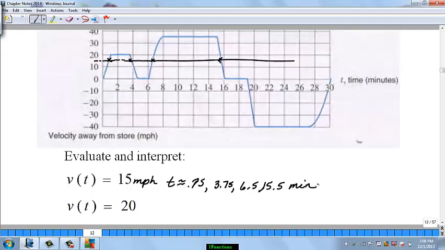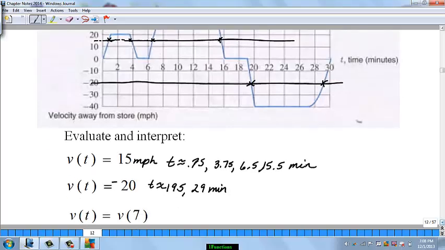Okay? And this I want to change to a negative 20. So here I want to know at what times he was traveling back home. And it looks like about 19.5 minutes and 29 minutes. And if I was interpreting that, it looks like he's driving 20 miles per hour back home at 19.5 minutes and 29 minutes. And then here it says find the times when it's the same as V of 7.